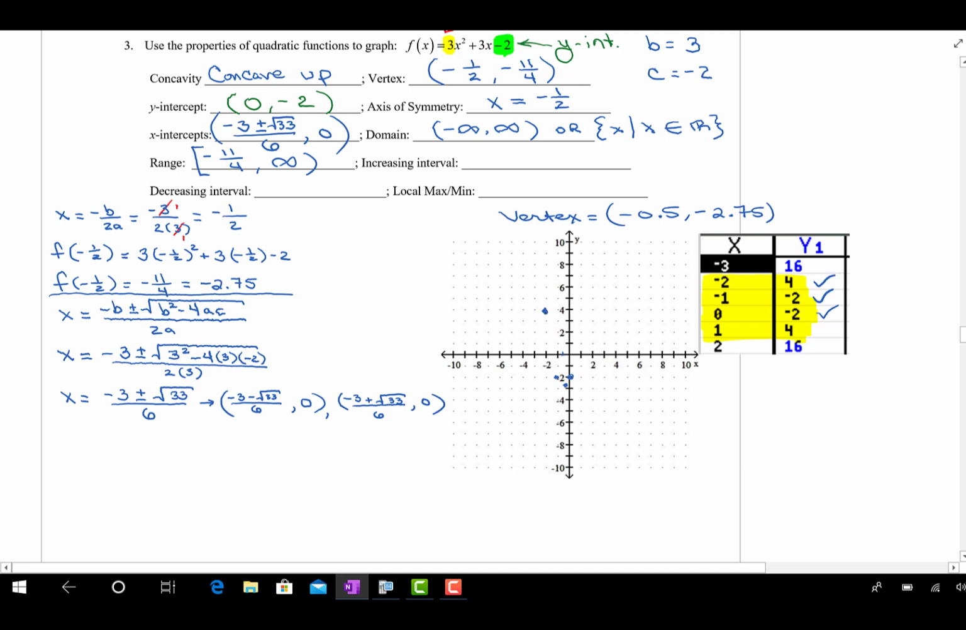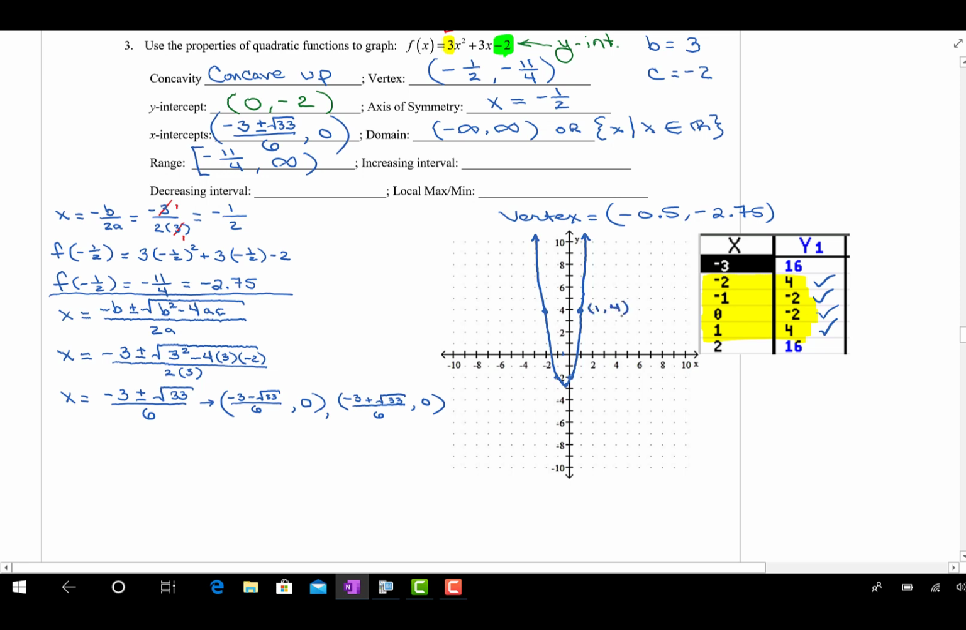And I've got -1, -2. I've got -2, 4. And I've got 1, 4. Okay, so 5 points. That's what I like to have for a parabola. I like to have 5 points. Let's go ahead and connect those points. There you go. There's our function.